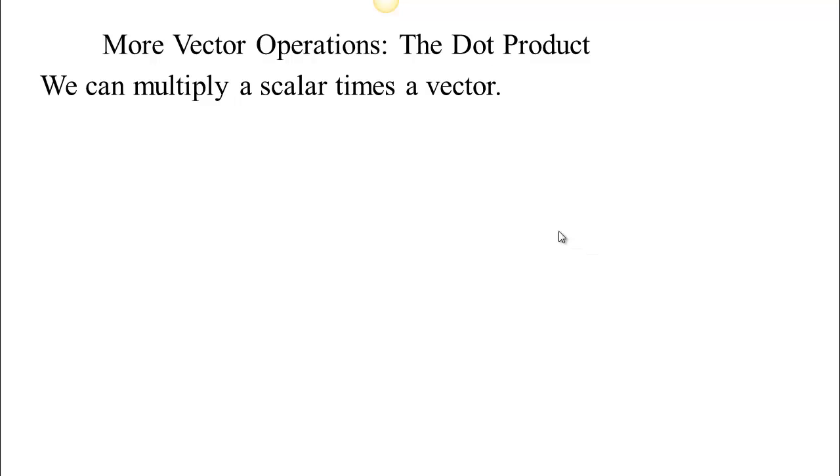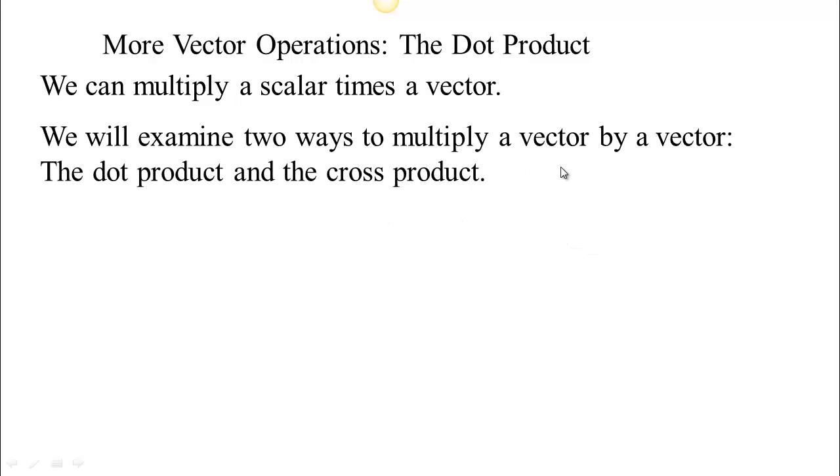So today we want to talk about another kind of product. There are going to be two, actually. We'll talk about the dot product, and then later on we'll talk about the cross product. So the dot product is very closely related to matrix multiplication, which we've already discussed.